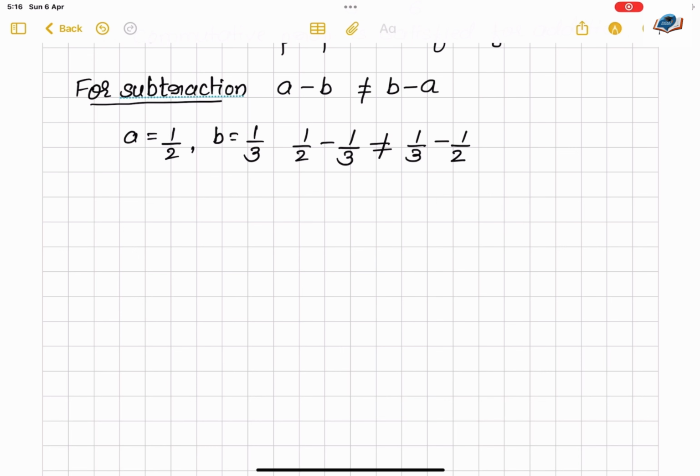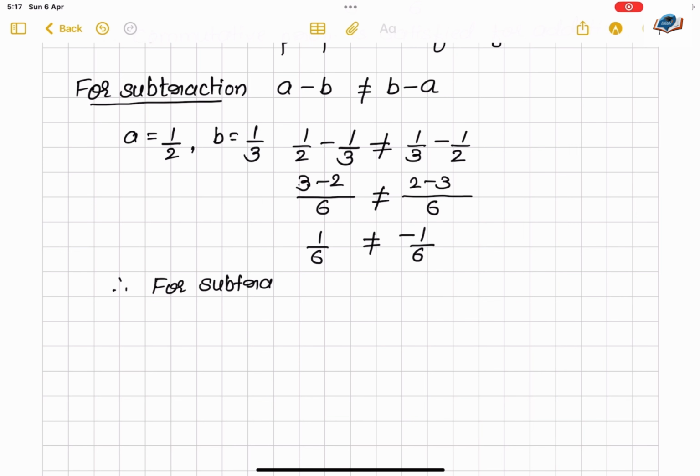So from starting I am writing not equal. LCM in both the cases will be 6. And here it will be 3 minus 2. And here it will be 2 minus 3. So 3 minus 2 will be 1 by 6, which is not equal to minus 1 upon 6. Therefore, for subtraction, commutative property is not satisfied.